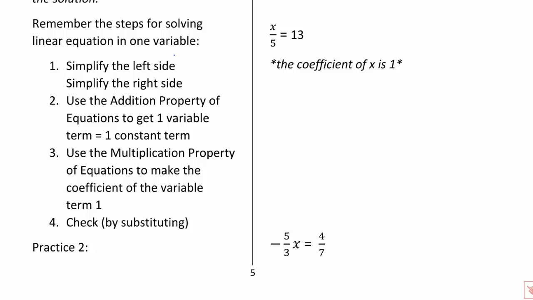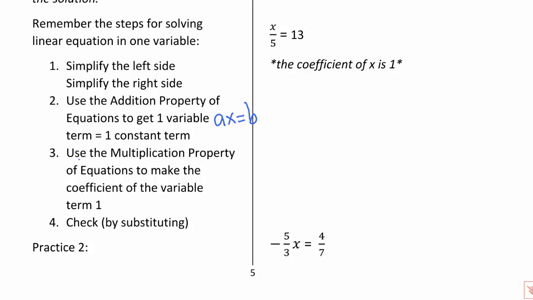Now then, these are the steps for solving a linear equation in one variable. The first is simplify both the left and the right hand side. That's what we did with the addition anyway. So basically, if you can ever simplify an equation, we'll probably do it. Usually. There are some exceptions, but not a whole lot. Number 2 says use the addition property of equality to get one variable term equal to one constant term. Now, that's going to look a lot like this. ax equals b. And that's a good thing.